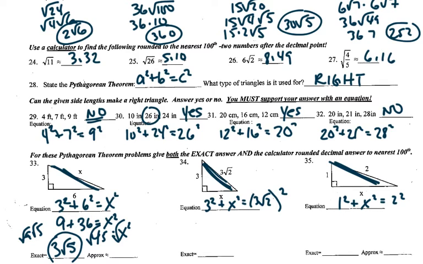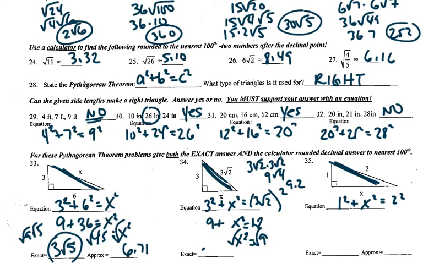And then that's 6.71. Or here, 9 plus x squared equals 3 root 2 squared. 3 root 2 times 3 root 2 is 9 root 4, which is 9 times 2, which is 18. So x squared equals 9. When we square root 9, that's a perfect square, so it's only 3. And then here, when we subtract 1 from both sides, we get 3. So the exact answer is square root of 3. And then the approximate answer, if I do that on the calculator, is 1.73.